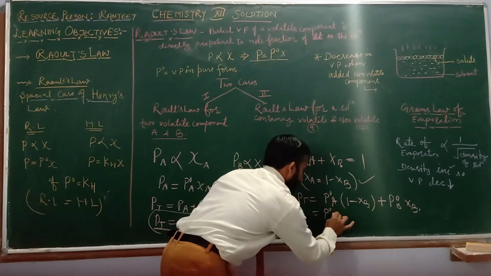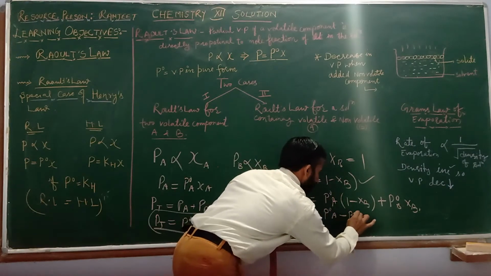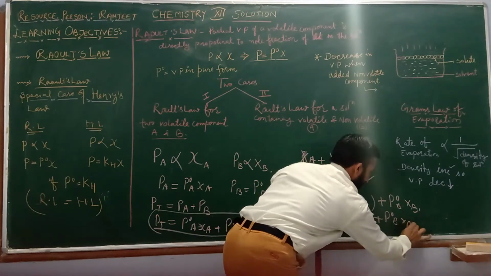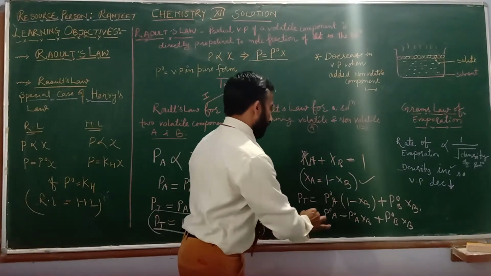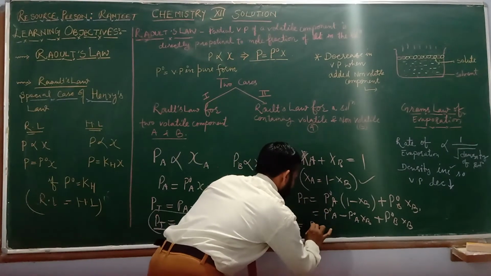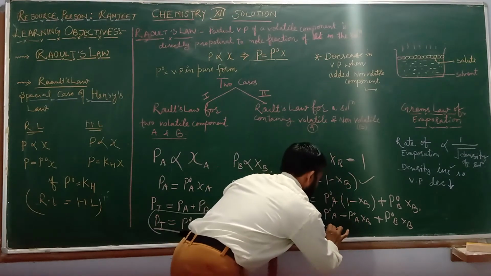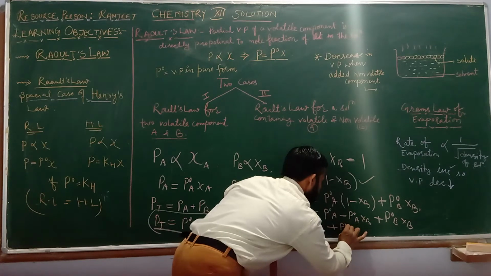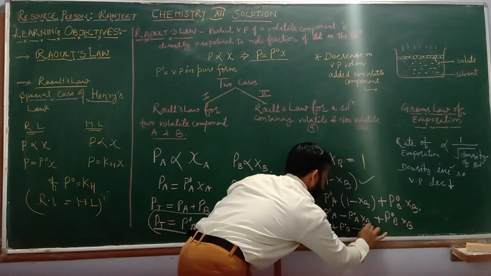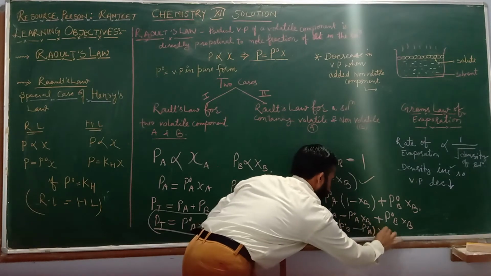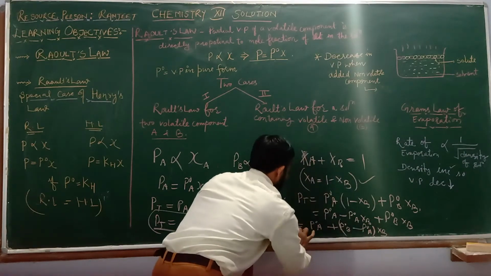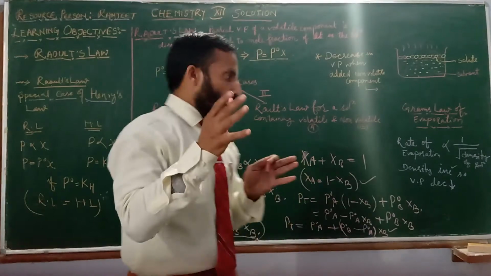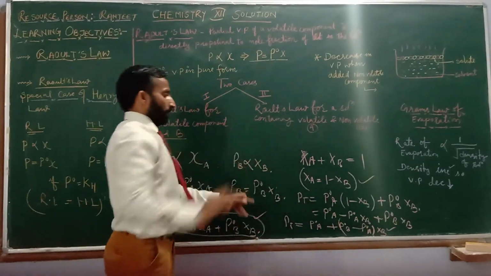Multiply, I got P naught A minus P naught A XB plus P naught B XB. And from here I can write this as P naught A plus P naught B minus P naught A, outside will be XB. This is the final expression for the vapor pressure when both components are volatile. We can keep up to here also.